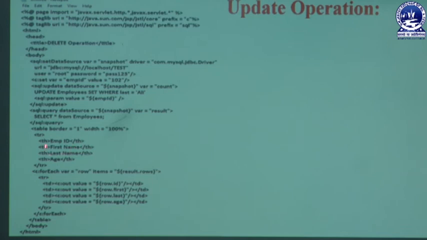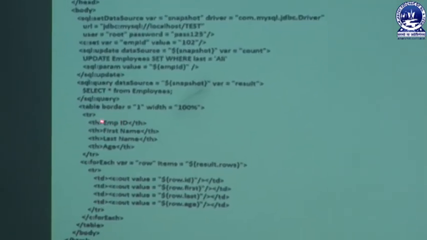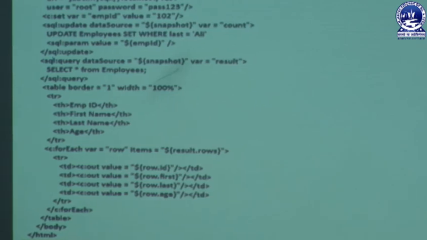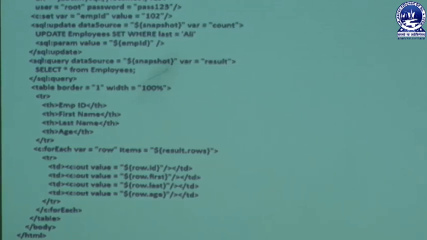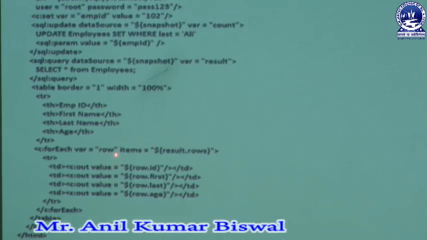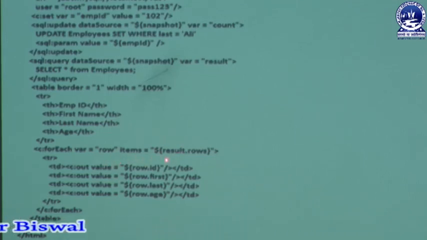Here we already learned about employee ID, which is a part of the heading of that table, and in this table we have 4 columns: employee ID, first name, last name, and age. In those fields we are retrieving data from our record source, and that record source must be retrieved sequentially, which is defined in the tags below, written as c:forEach var equal to row. That means var is defined as a variable, and in that variable we are defining a row.